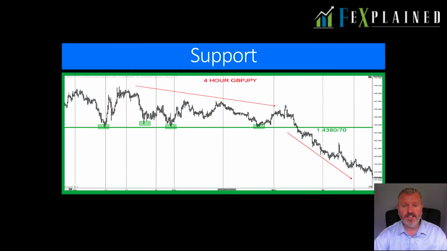So here we're looking at an example with sterling versus the yen, and here you can see on numerous occasions, 1, 2, 3, 4 occasions, the pound versus the Japanese yen holding in this 143.80 to 143.70 area and repeatedly rebounding. However, when the market eventually breaks, we get the trend reasserting itself to the downside.